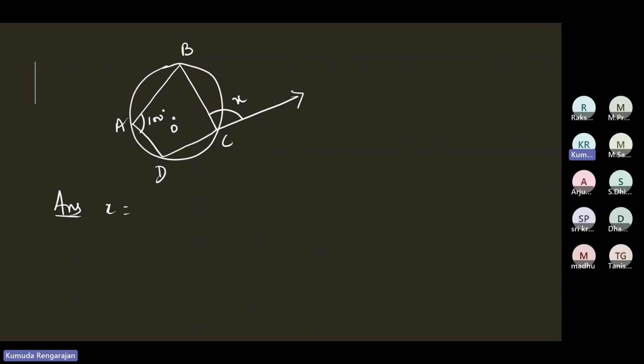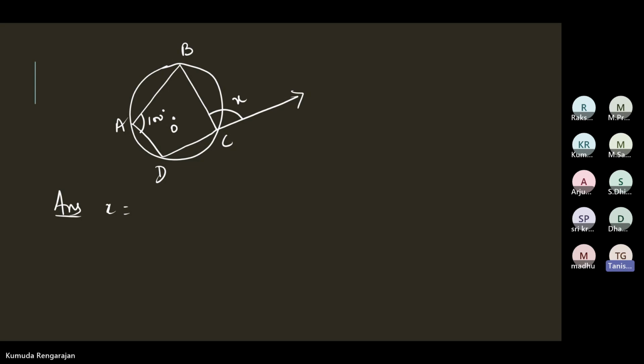Okay. Sashank, what is the property? Ma'am, linear pair. Linear pair, huh? Opposite angle of a cyclic quadrilateral. Okay, linear pair. Very good, very good. Yes, I understand. Then one more. There was one more student with the answer.